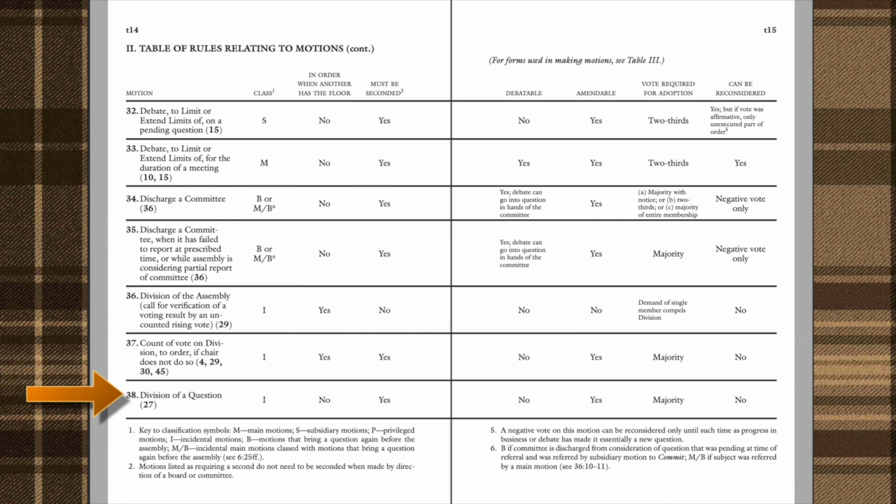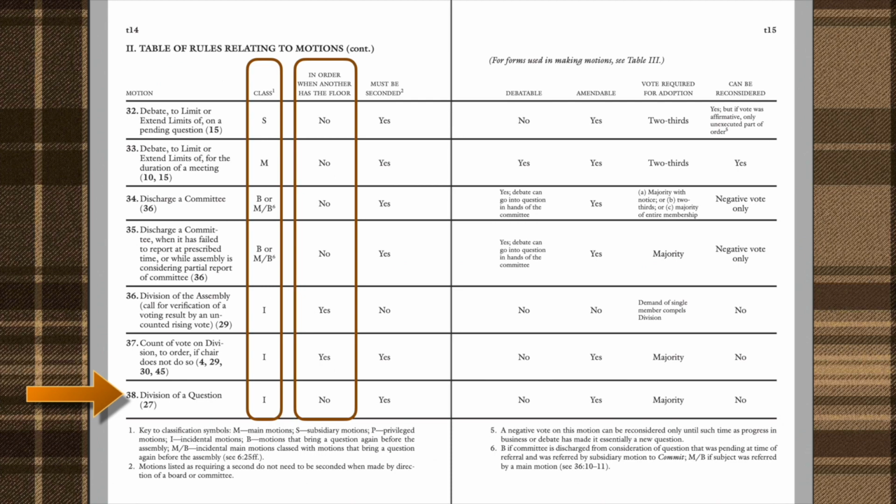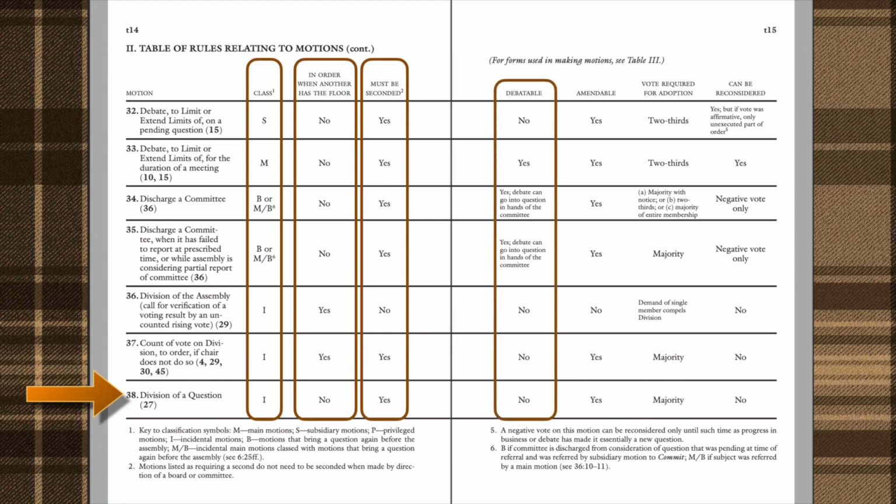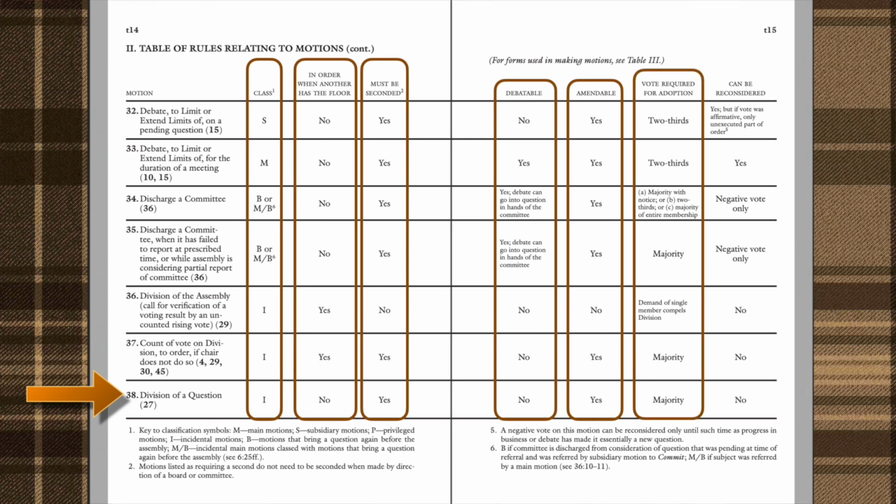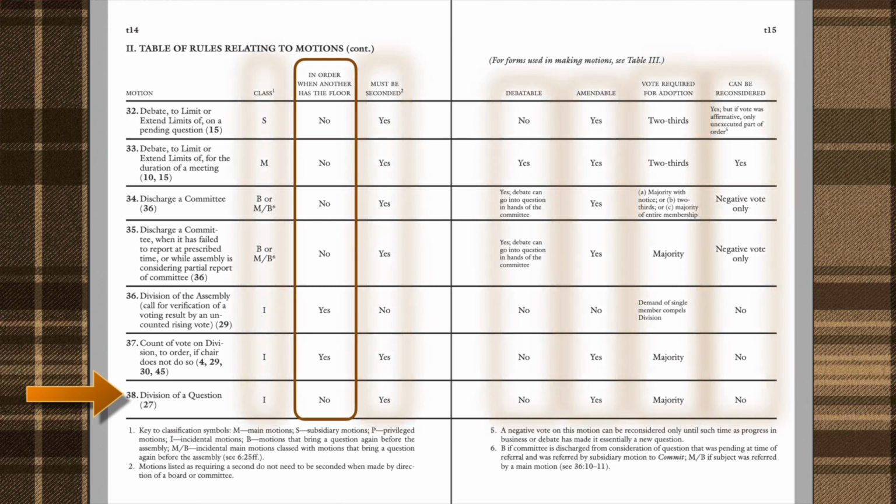This table spans across 2 pages, and across the top of the pages we see the categories that are covered. The first column tells us the class of the motion. The next column tells us whether the motion is in order when another has the floor. Then, whether it must be seconded, whether it's debatable, whether it's amendable, what vote is required to adopt the motion, and whether or not it can be reconsidered. So if we look to column 4, in order when another has the floor, we see the answer is no. Division of a question is not in order when another has the floor.